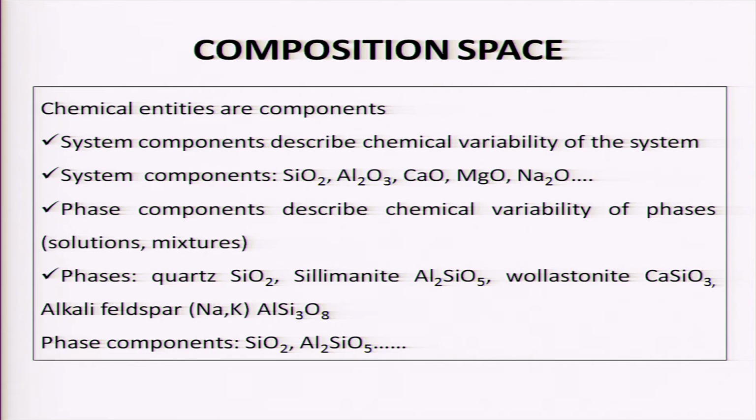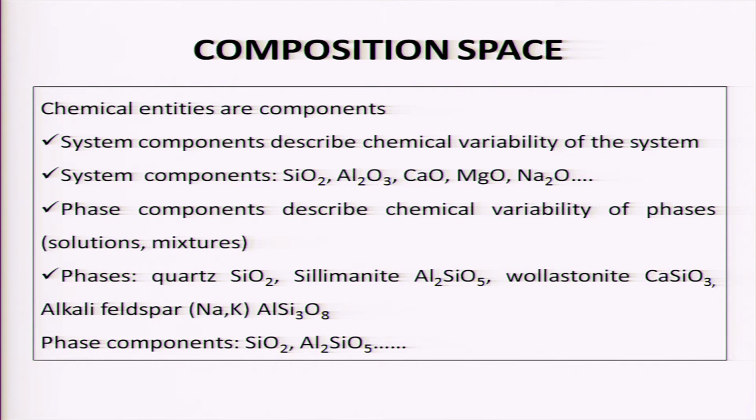Just to recall, there were system components such as SiO2, Al2O3, CaO, MgO and more, and phase components, which actually describe the chemical variability of phases. This is because minerals as phases are normally impure phases, that is, their composition is not fixed. There are very few minerals whose composition is fixed. Quartz represents one of those, and to an extent the aluminosilicates also represent more or less pure phases, but most other phases are impure phases. There are also phase components.